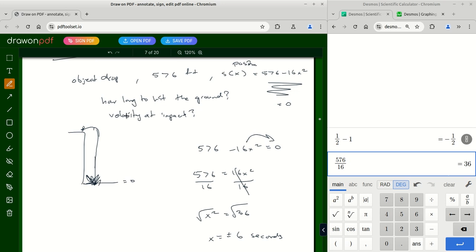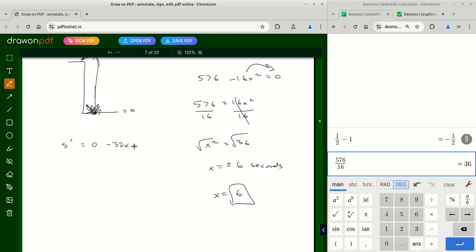Now, it was asking for the velocity at impact. So velocity is going to be the derivative. And so I need to find the derivative of this thing. So S prime of this guy, that number goes to 0, and then the 2 comes down. So now you got negative 32, and then x to the 1 power, essentially. And this is the formula for the velocity. What is x equal to? x is equal to 6. So you multiply the thing by 6. I know it's negative, but the point is that you get a negative 192, because negative means going down. The answer is 192 feet per second.